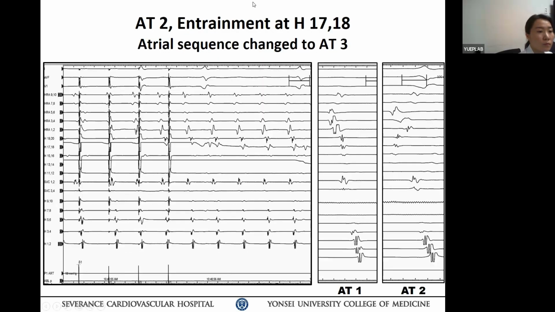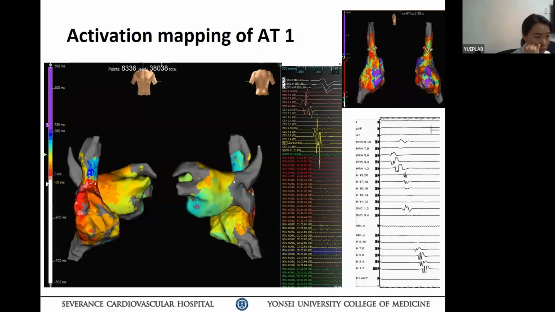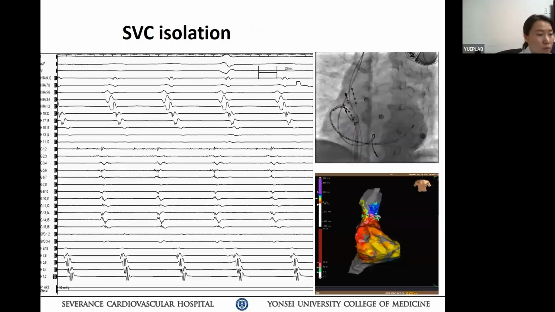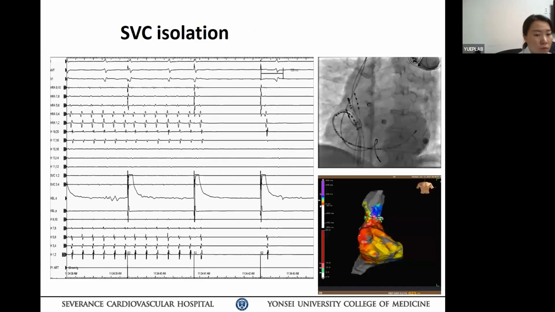Let's see the 3D map. Okay, so where was the final ablation point? SVC. I think that area is a very dangerous area. I had a bad experience of phrenic paralysis.